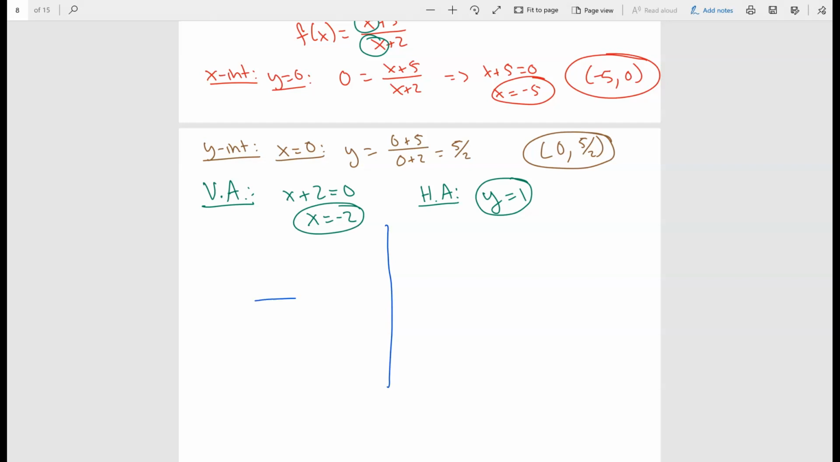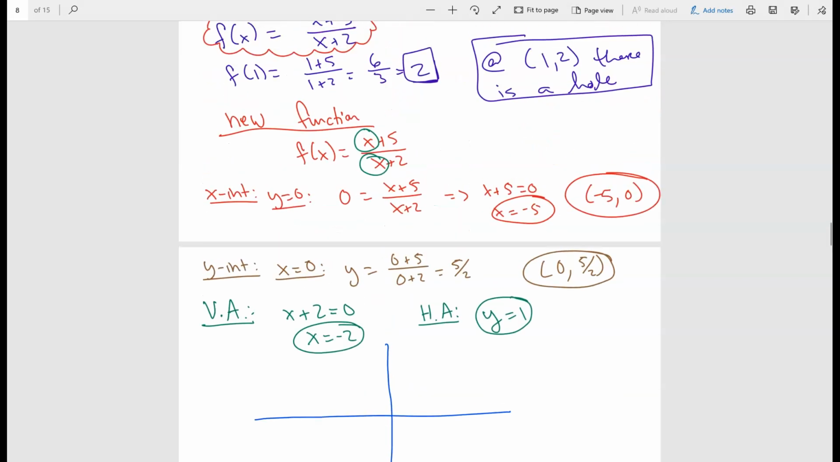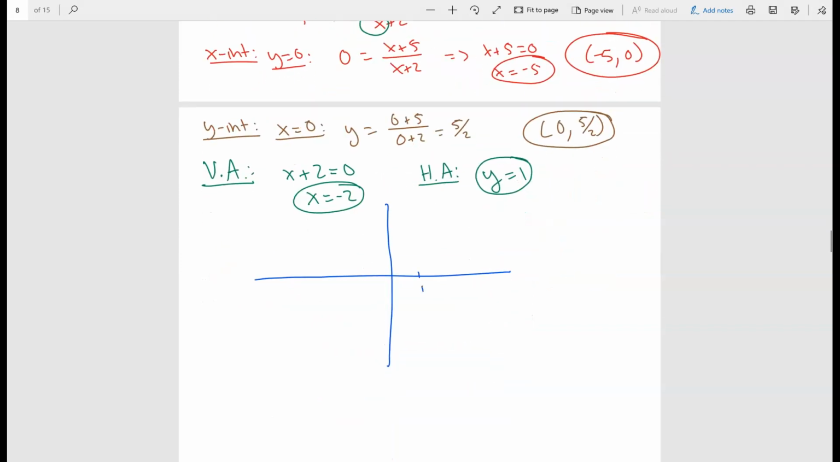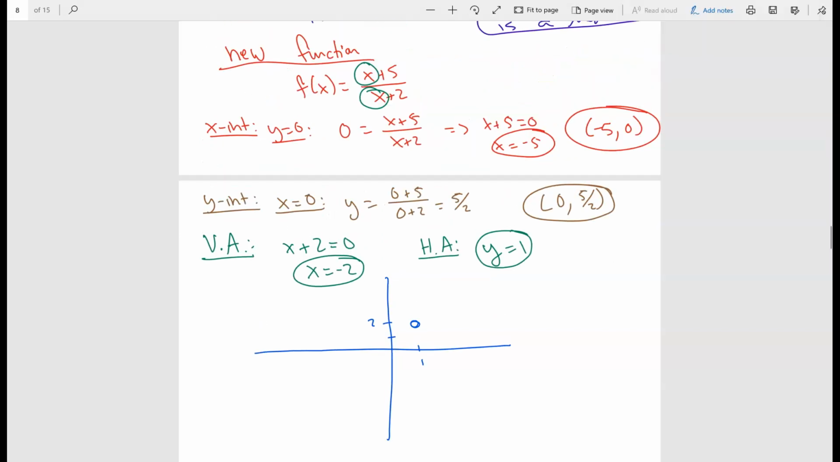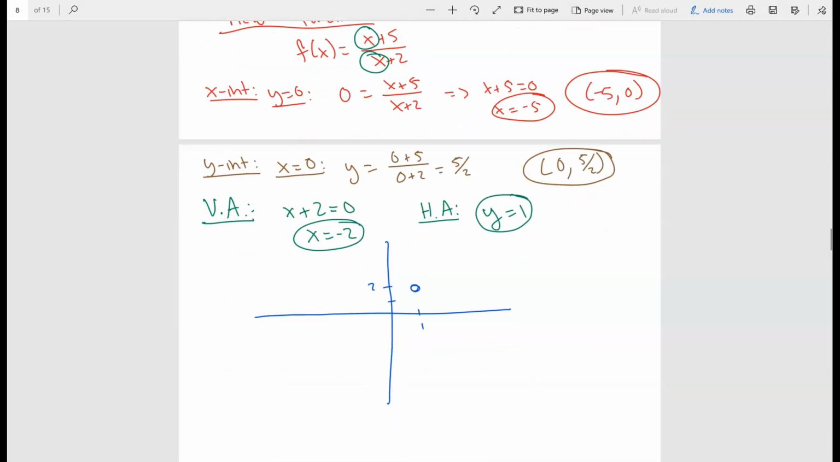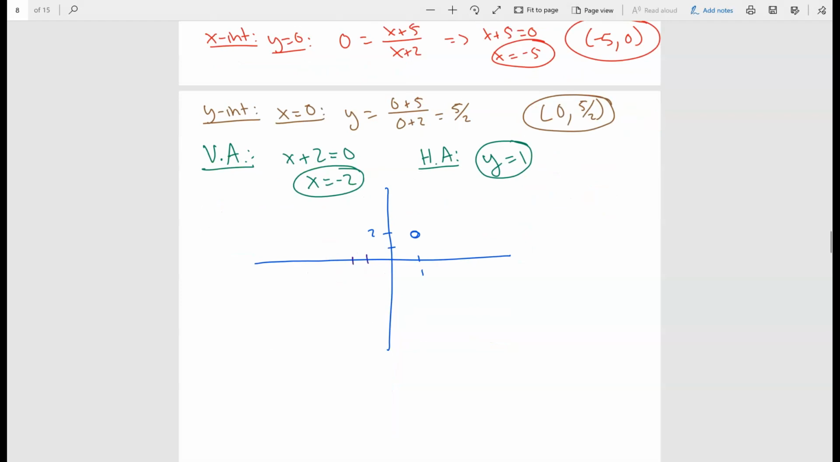The first thing that I like to do is graph the hole. The hole is at 1 comma 2, so at 1 comma 2, you're going to have this hole on the graph. Now let's graph my asymptotes. My vertical asymptote is going to be at x equals negative 2, and my horizontal asymptote is y equals 1, which is right here.